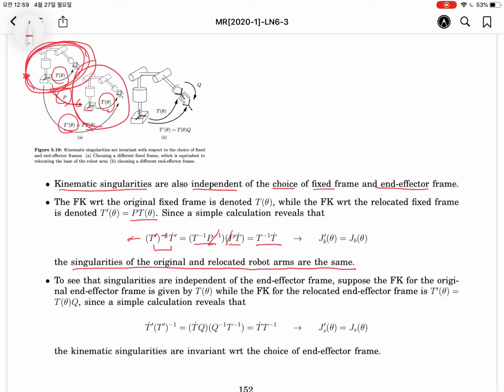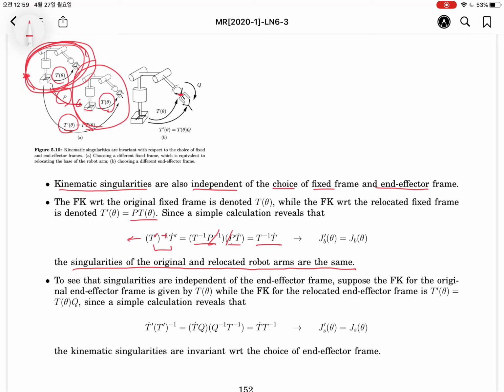Okay, so singularity is an intrinsic property. So any posture has singularity. The robot moves anywhere, the singularity is maintained.